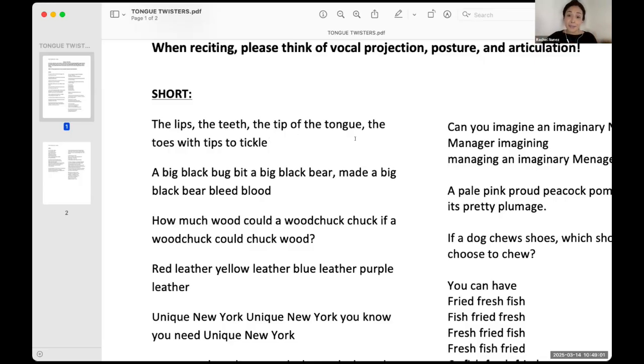The lips, the teeth, the tip of the tongue, the toes with tips to tickle. I'll try to go faster. The lips, the teeth, the tip of the tongue, the toes with tips to tickle. Okay, who wants to try this tongue twister? Raise your hand if you dare to try.